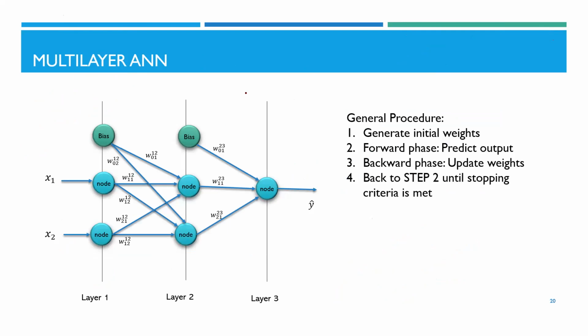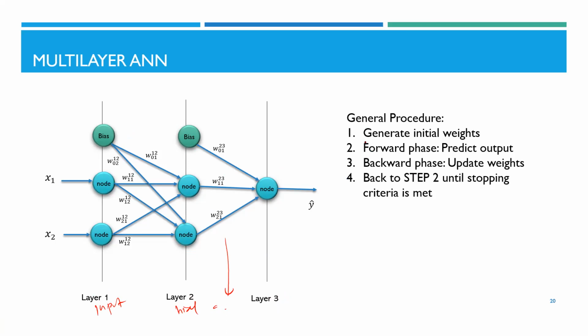This one, we have more layers. So we have the first layer, which is the input layer. The second layer is the hidden layer. If we have more layers, then we have hidden layer 2. And finally, the last layer is the output layer.